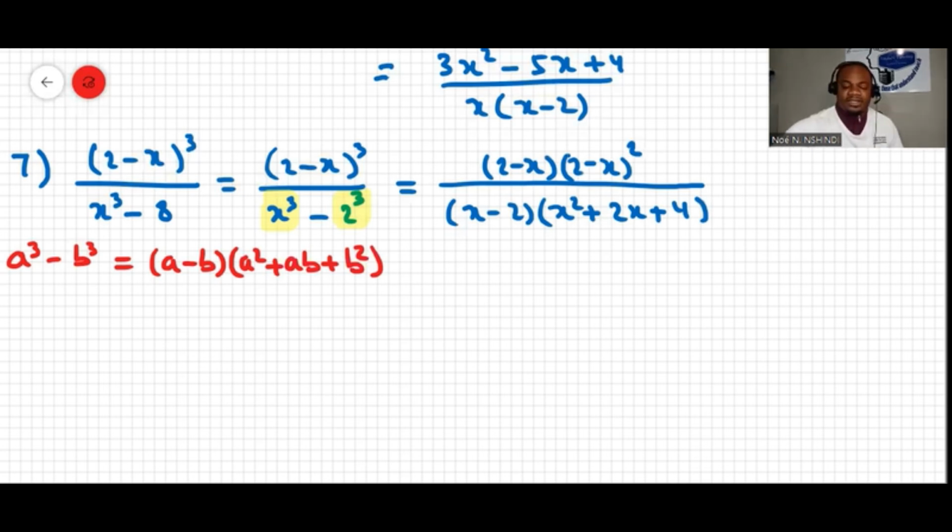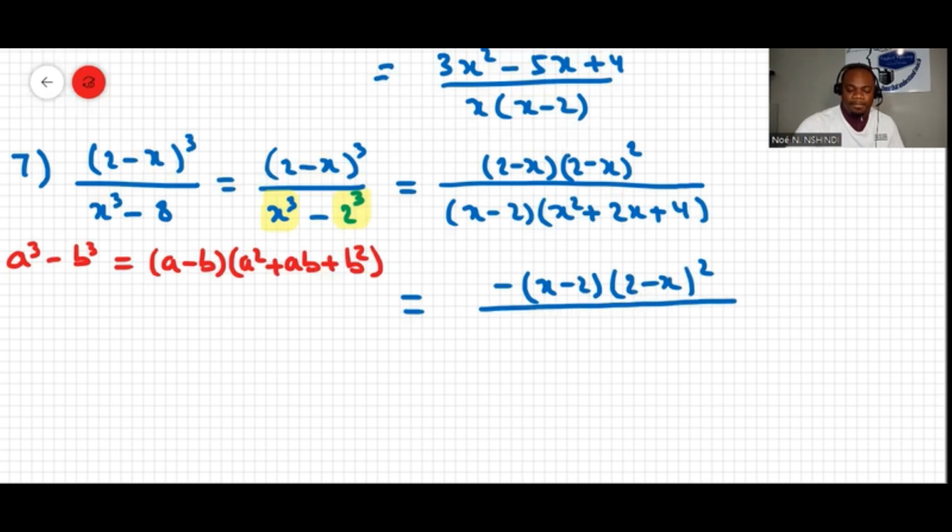Then we see that the two here are similar. We can simplify, but this is 2 minus x, this is x minus 2. There's one thing I can do. I can switch the sides of these two and then put a negative sign there. So this can be written as negative x minus 2 and then x plus 2, excuse me, and then 2 minus x to the power of 2 all over, I'm going to make it this way.